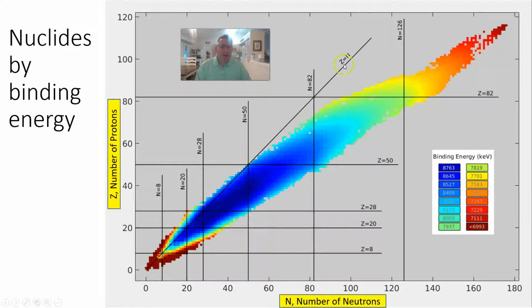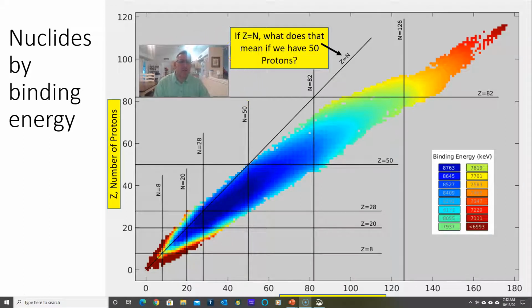Notice this line right here, the Z equals N line. Okay, that's at exactly a 45-degree angle. And that's always important to note when we're looking at any graph. At our 45-degree angle, if we take a mental note, some crazy things can happen. Okay, but this is where if we have 50 protons, we must also have 50 neutrons right here. We're on the graph, okay?